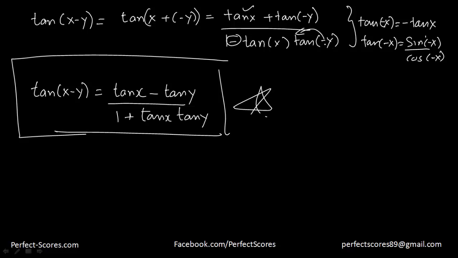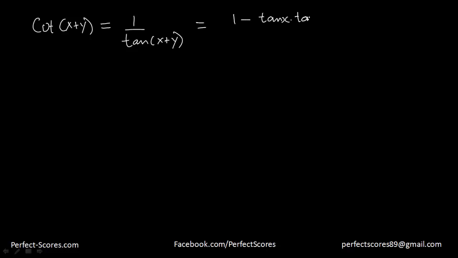Now let's suppose, the other way, I want to find out the value of cotangent of x plus y. It's going to be equal to 1 over tangent of x plus y. We already know what tangent of x plus y is, and when we reciprocate that, it's going to be equal to 1 minus tangent of x into tangent of y divided by tangent of x plus tangent of y, right? We just reciprocated it.